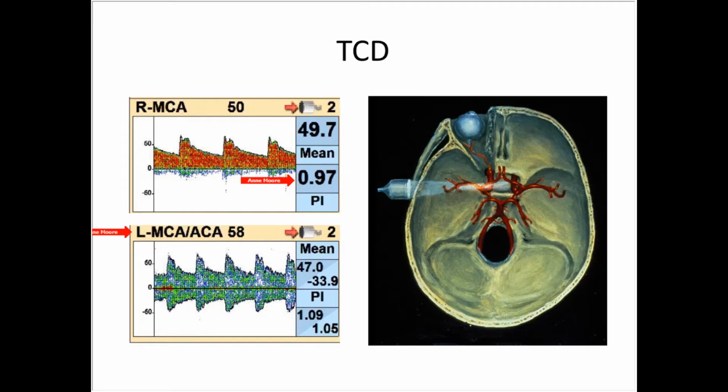Now, if we increase the depth of the beam of ultrasound to 58, now we're seeing flow below baseline. And that is at this point. This is the anterior cerebral artery.